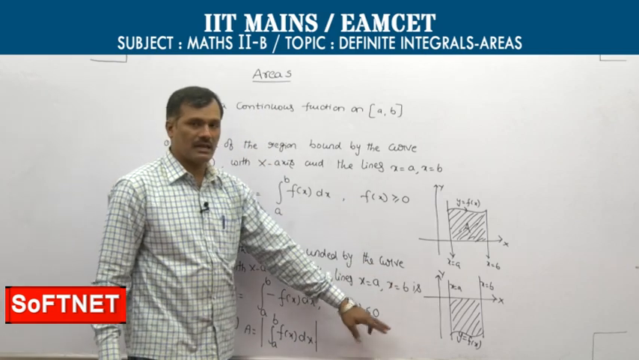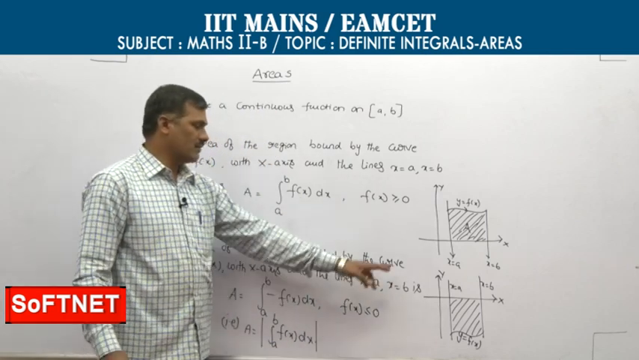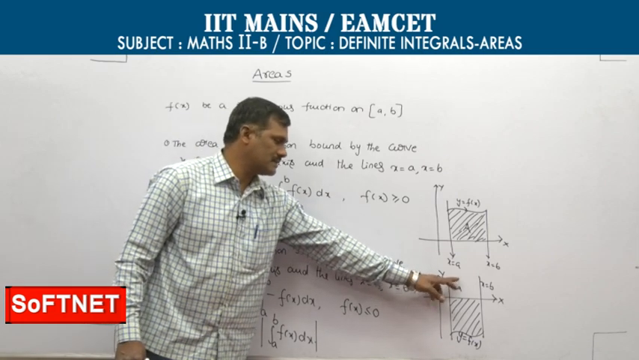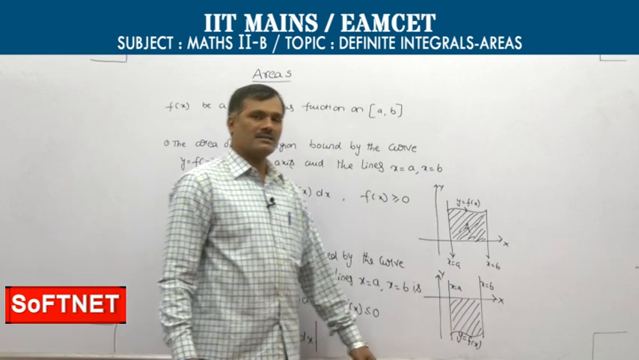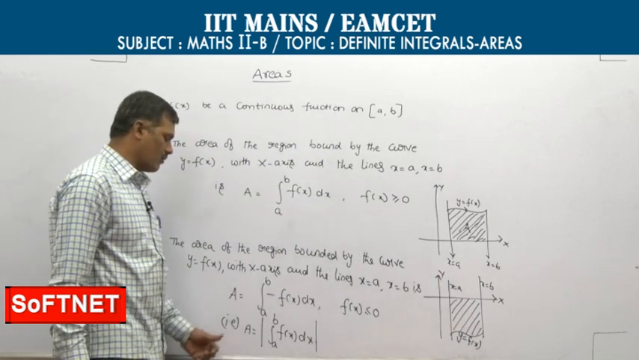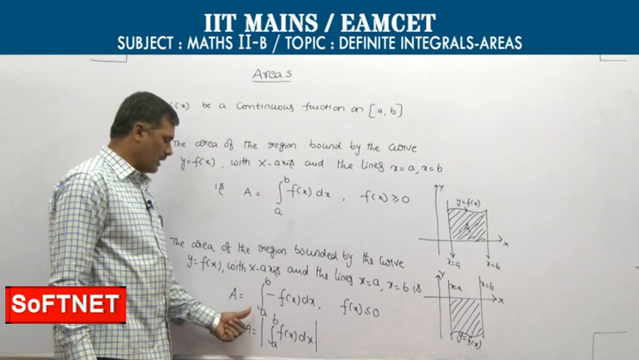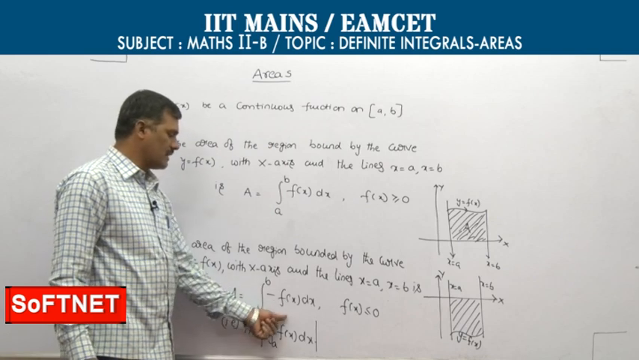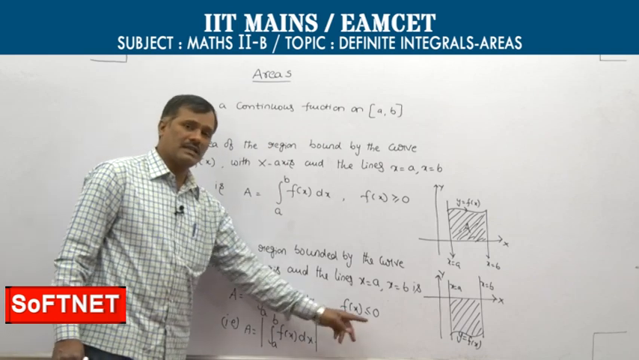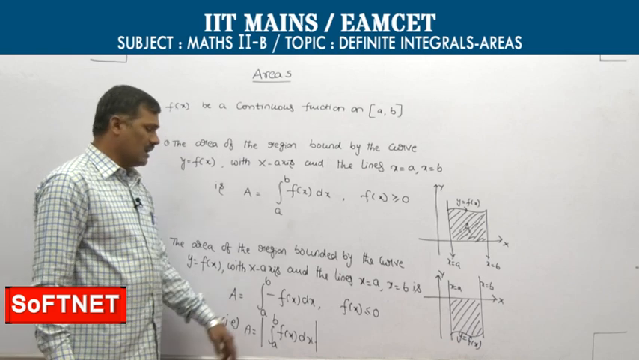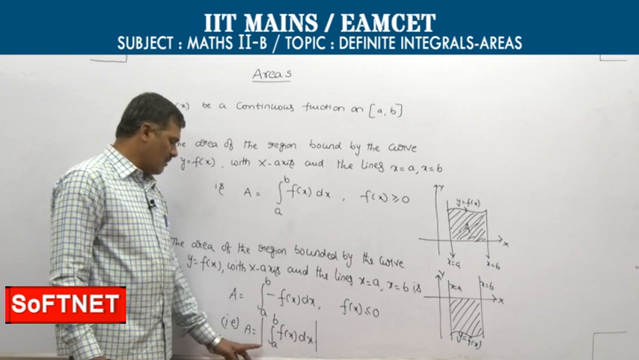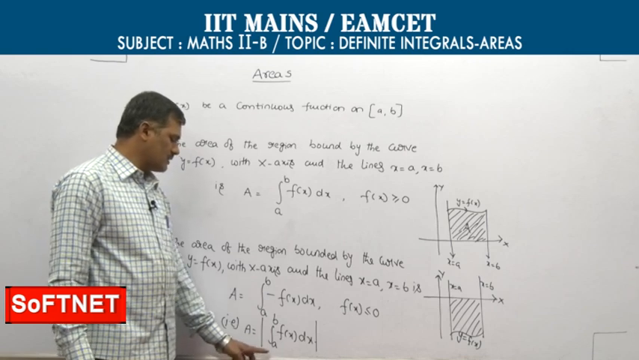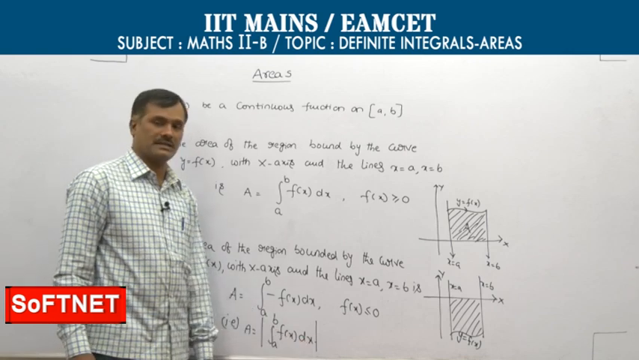below the x-axis, the given curve with the x-axis and x is equal to a, x is equal to b, these are called ordinates also. Therefore A is equal to integral of a to b minus f of x dx, f of x less than or equal to 0. That is, area is never negative, so you can apply the mod function: area A is equal to modulus of integral a to b f of x dx.